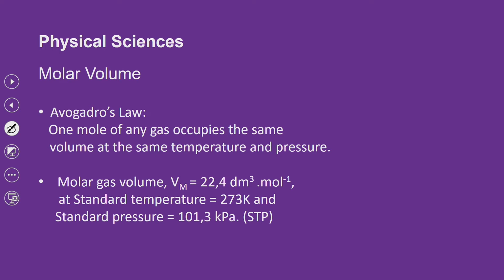The next concept we need to revise is molar volume. Now, what is molar volume? According to Avogadro's law, 1 mole of any gas occupies the same volume at the same temperature and pressure. Now, what is that volume? That particular volume is 22.4 cubic decimeters per mole. And this is at standard temperature and pressure.